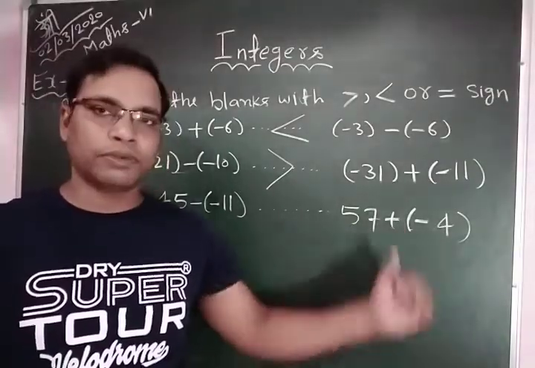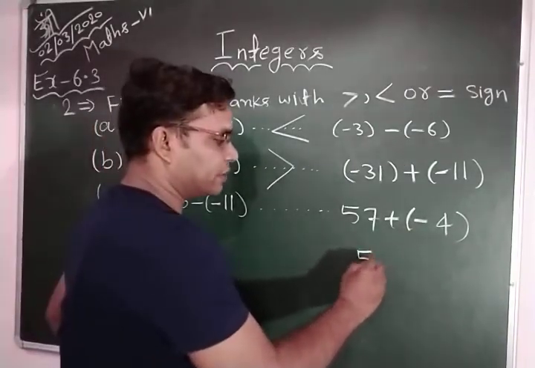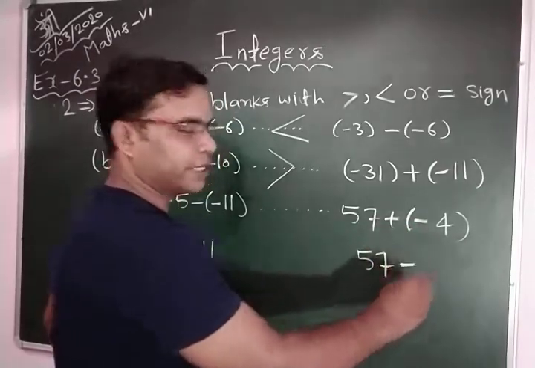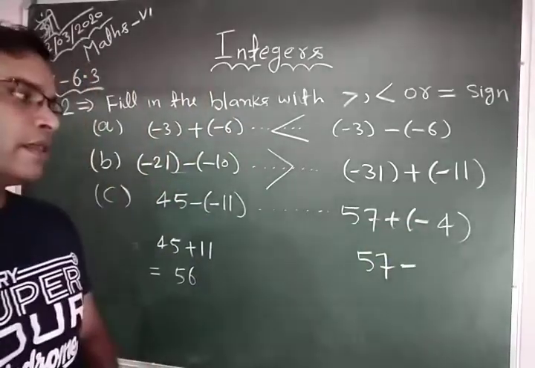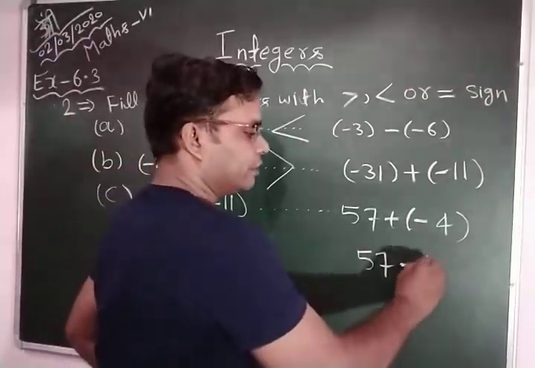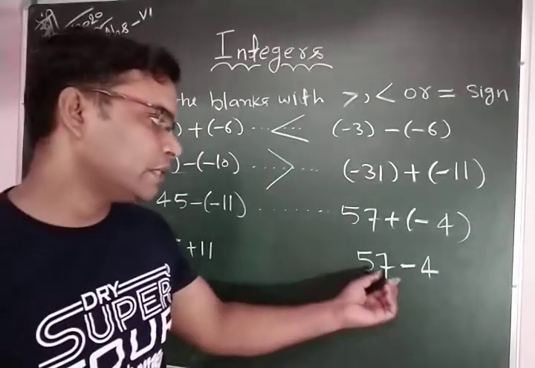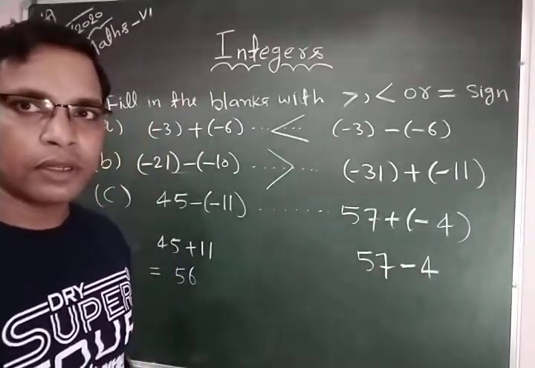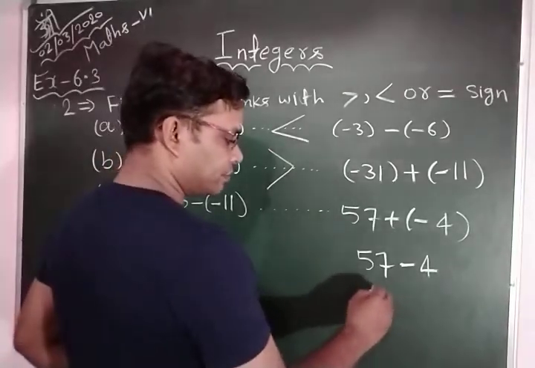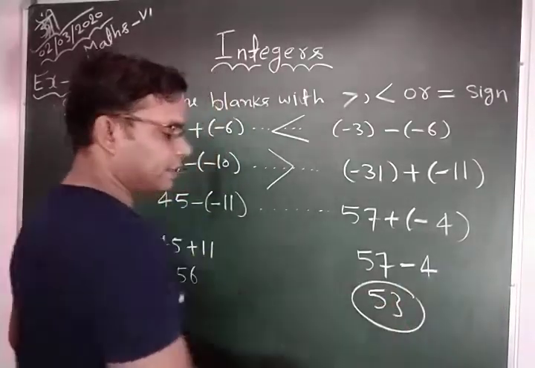Now we are going to solve the next side, 57 plus minus 4. So first we write 57 as it is. This is 57, plus into minus is equal to minus, and here this is 4, so we write 4 as it is. Okay. Now 57 minus 4 is equal to 53.